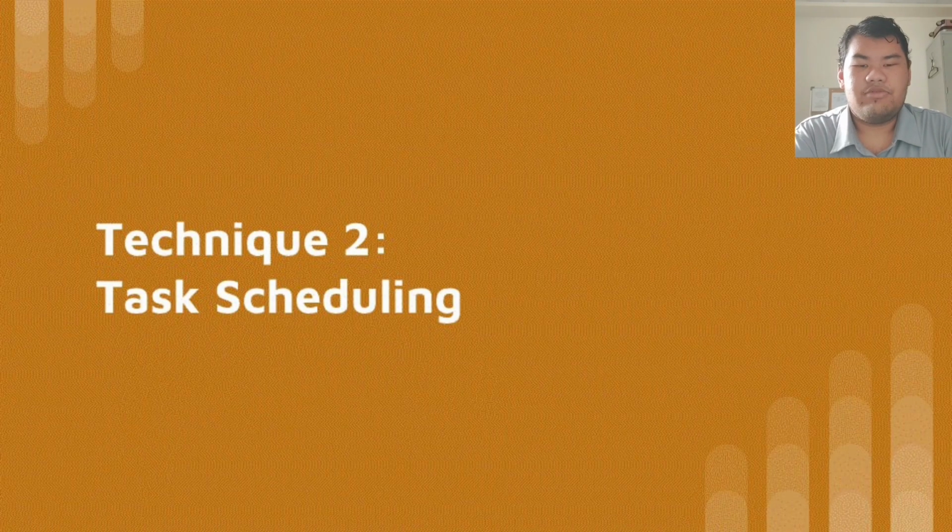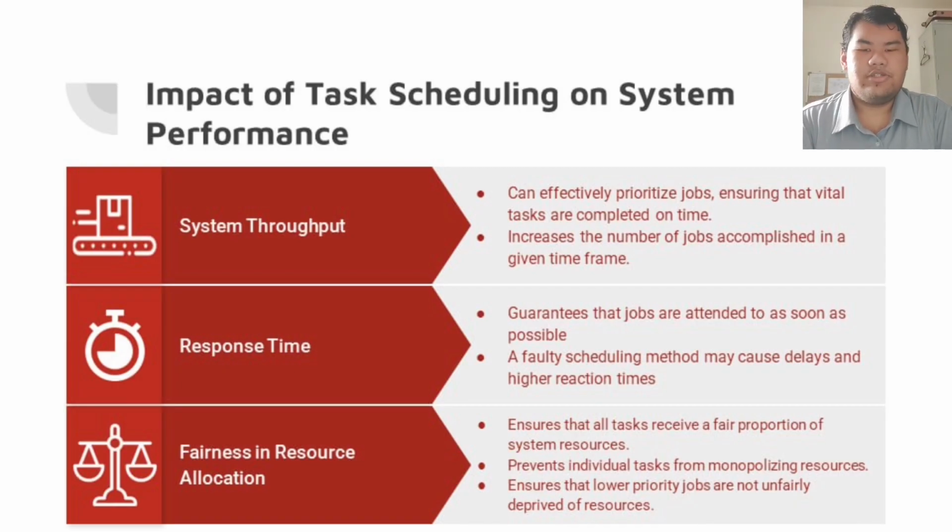The second resource management technique is task scheduling. Now let's talk about the details on the impact of task scheduling on system performance. First, on system throughput, task scheduling enhances the system's ability to efficiently process a large number of tasks. A well-designed scheduling algorithm can effectively prioritize jobs, ensuring that vital tasks are completed on time. This in turn enhances system throughput by increasing the number of jobs accomplished in a given time frame.